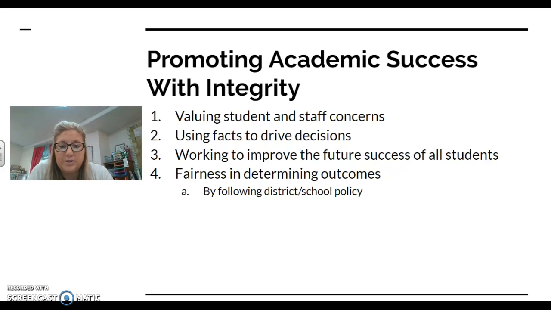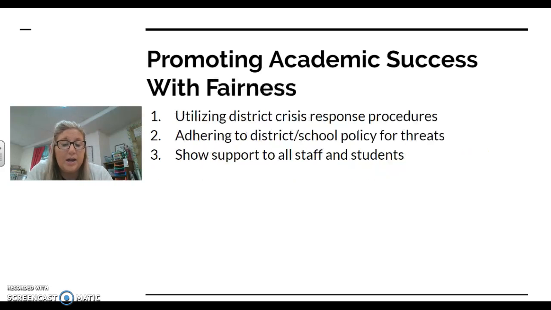Promoting academic success with integrity. I want to value student and staff concerns. I'm going to use facts to drive decisions, not just assumptions. Working to improve the future success of all students and the fairness in determining outcomes by following district and school policy. Utilizing the district crisis response procedures is helping me do this fairly. Adhering to district school policy for the threats shows support to all staff and students.